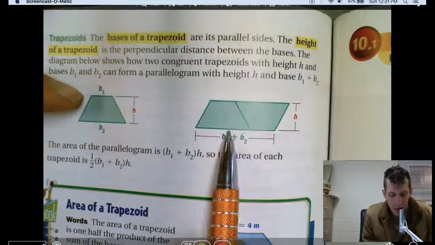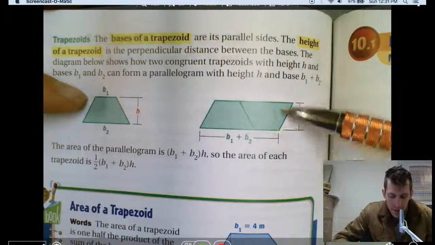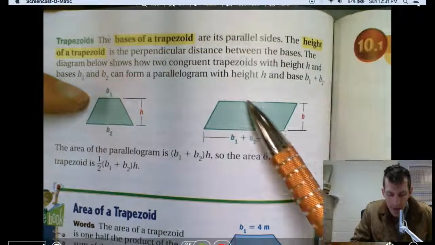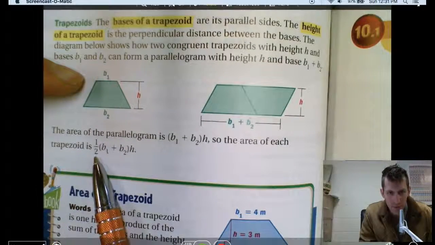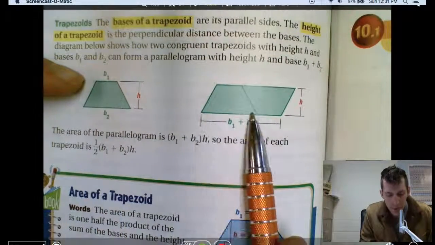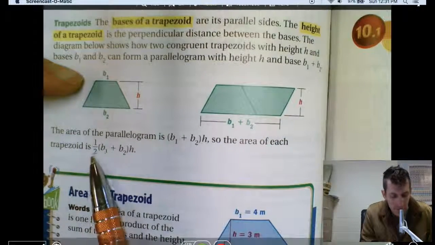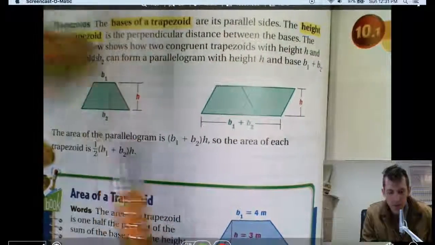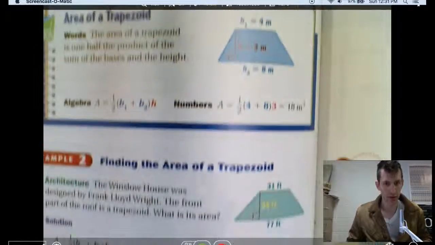So if you add those two together, you have one big base times one big height, and that would give you the area of this whole parallelogram. And then you just cut that in half, which is where this half comes from. So we've got base 1 plus base 2 times the height, and then cut that all in half right there, and that gives you the area of just one of the trapezoids. So that's how they came up with the formula. Kind of cool. So down here, here's your formula. Let's just do a couple example problems of how to use that formula, and we'll be off.